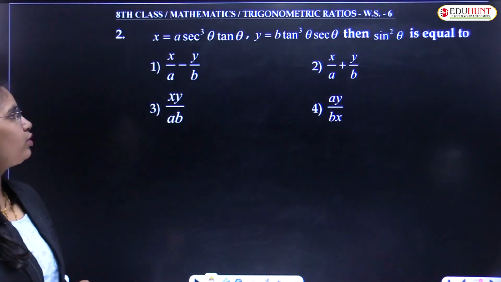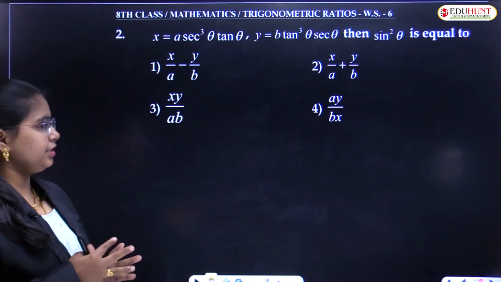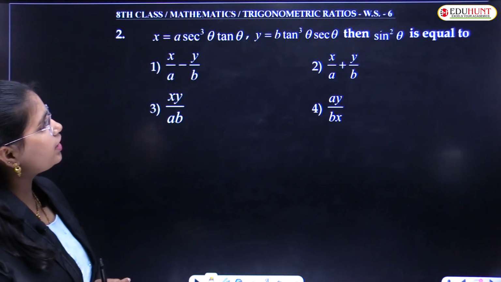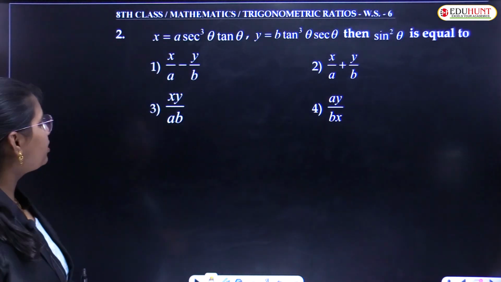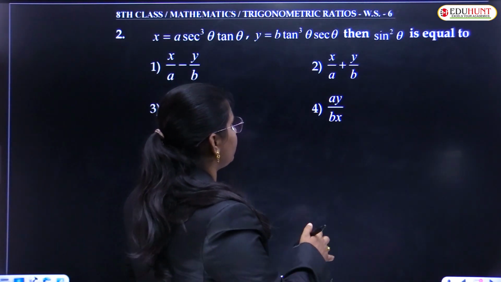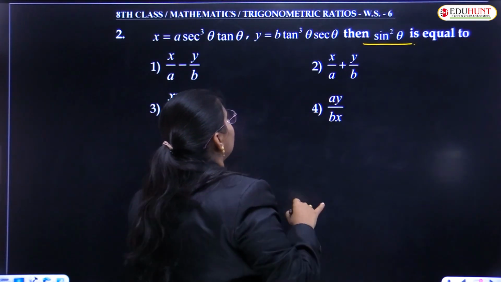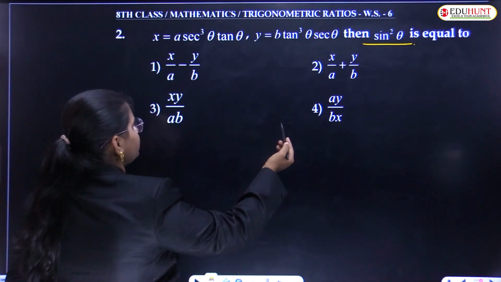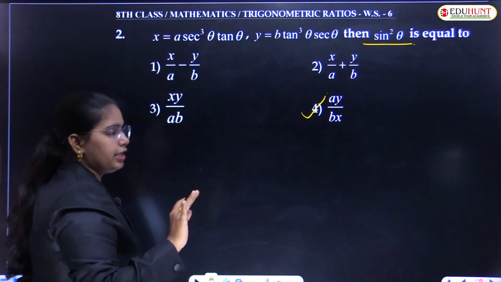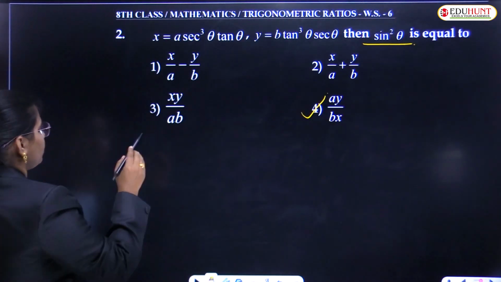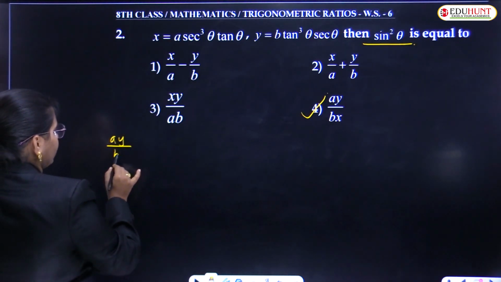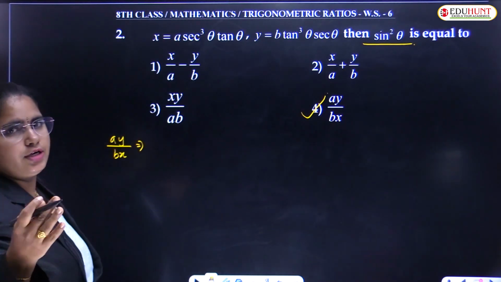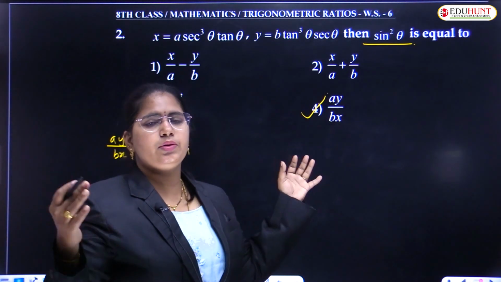Second one: if x is equal to a secant theta tan theta, y is equal to b tan cube theta secant theta, correct? Then sin square theta is equal to what? You need to find sin square theta. Out of these options, let me take one of the options, ay by bx. I'll do the option verification. Out of these four options, whatever option you take, if it is equal to sin square theta, then that will be your particular answer.